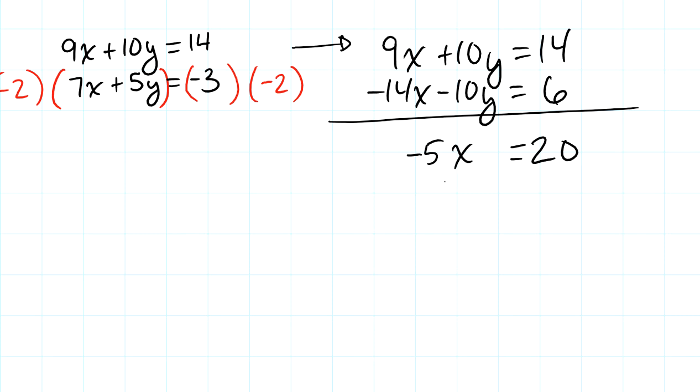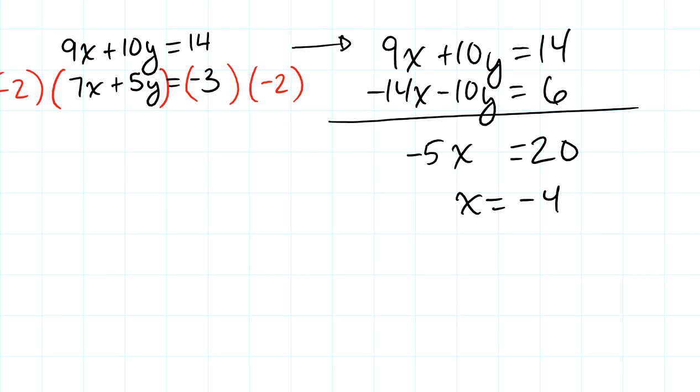And then finally, if I divide both sides of that by negative 5, I get that x should be negative 4. We could have made a mistake. I don't know yet. We'll check it in a minute. But let's go ahead and move on. So now that I know what I think x is, let's go ahead and plug that value into one of the two original equations to figure out y.